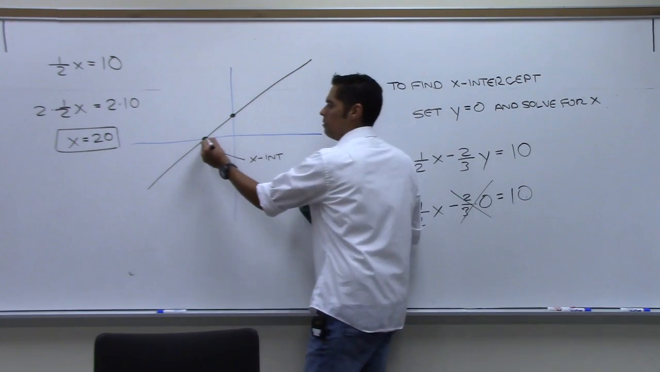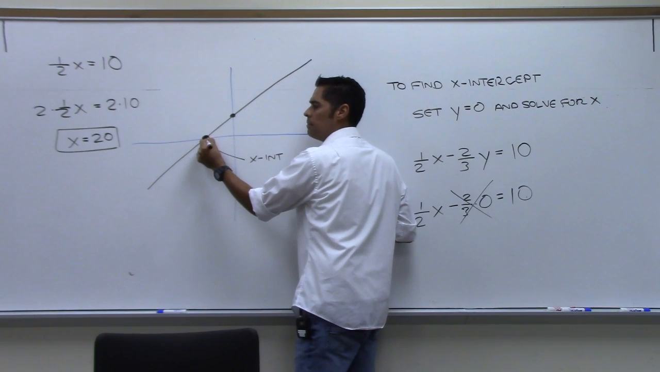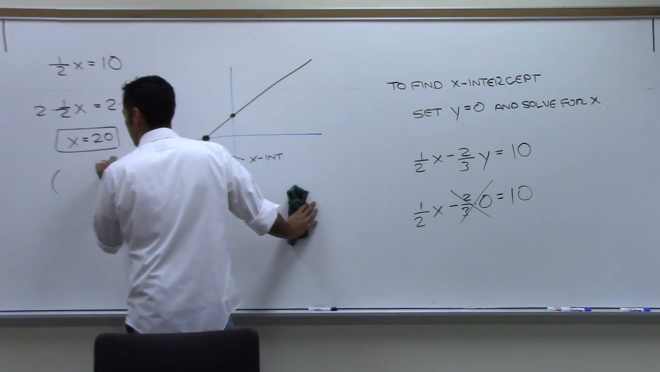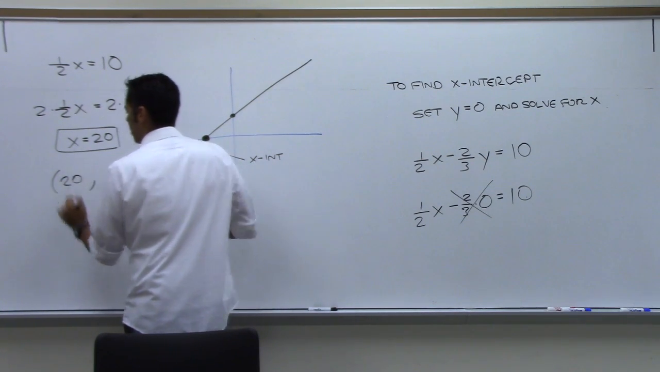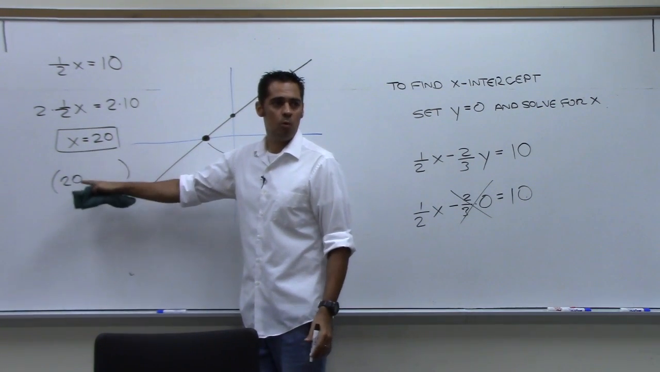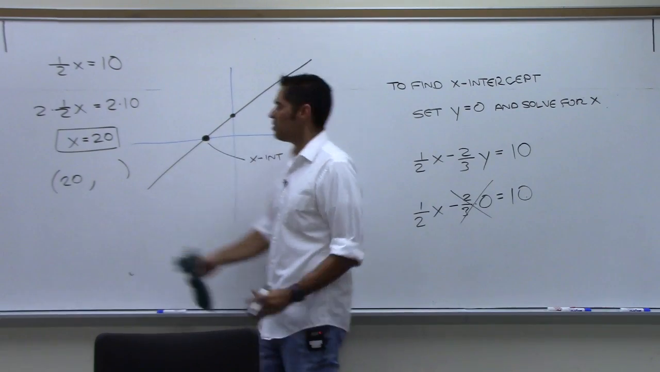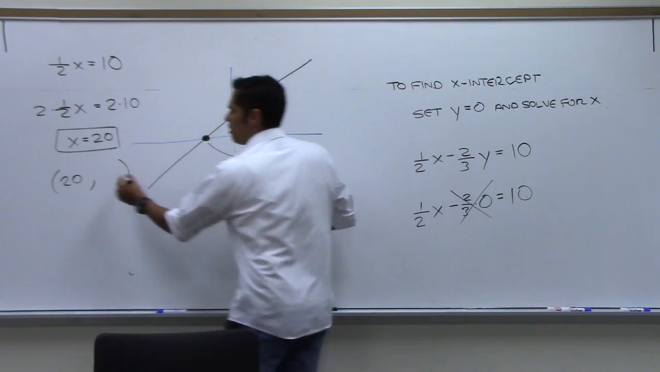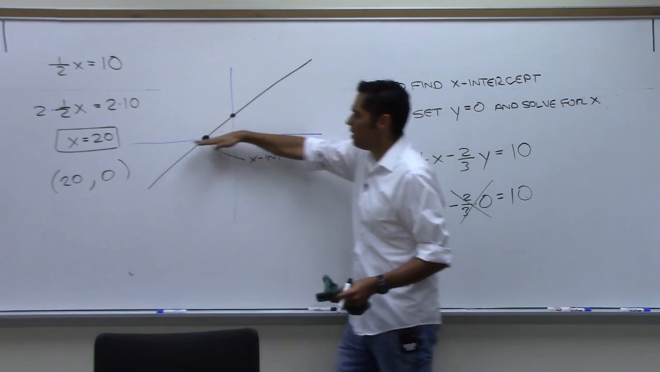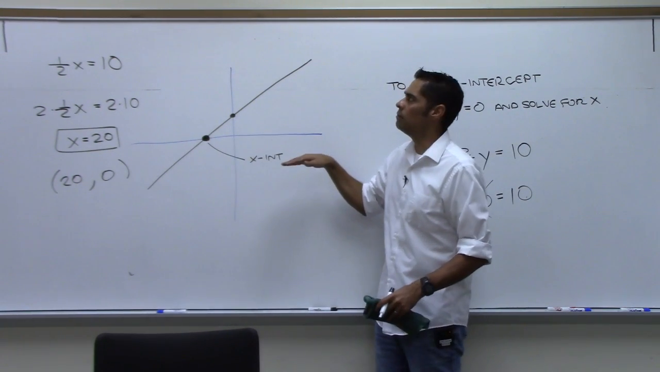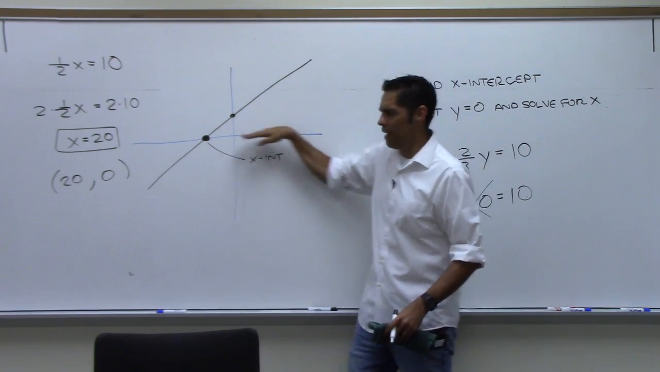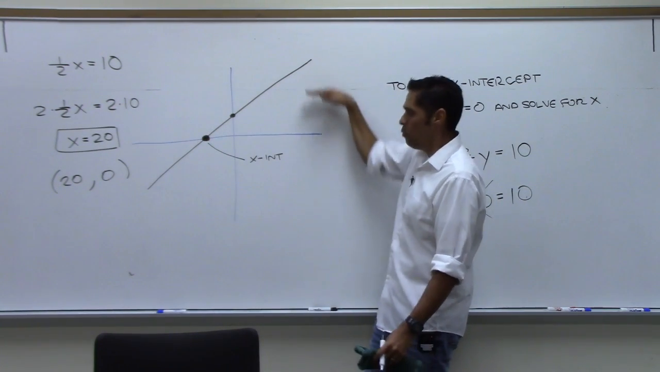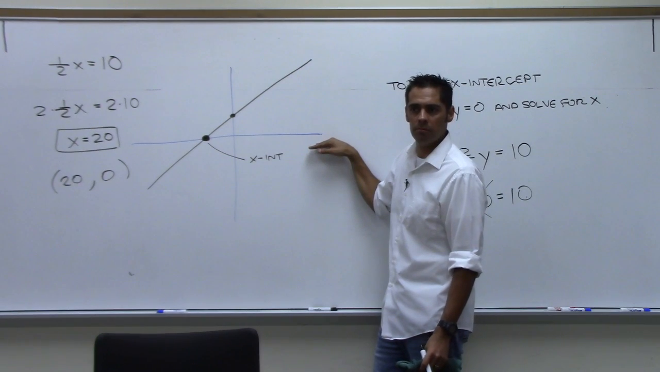If you're sitting here on the x-axis, and I want to write that as a point, the x-coordinate must be 20, right? What's the y-coordinate? 0, because remember, that's how we got to it. Anytime I am on the x-axis, my y-coordinate must be 0. Okay.